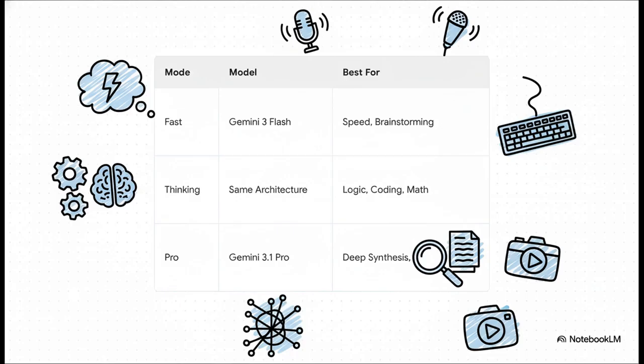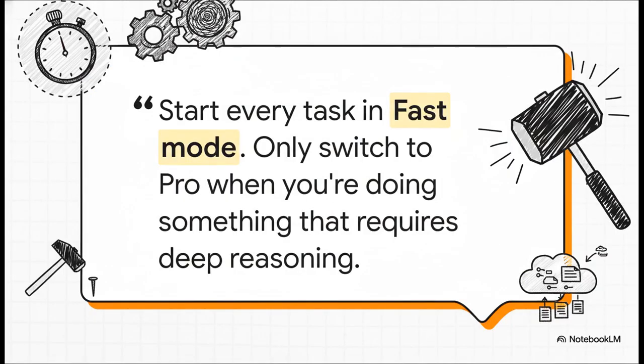And this brings us to a super important best practice, what we call the AI verdict rule. It's simple. Start every single task in Fast Mode. Only upgrade to Thinking or Pro if the output isn't good enough. Using Pro Mode for a simple summary is like using a sledgehammer to hang a picture frame. It's just wasteful, because your usage limits are dynamic.